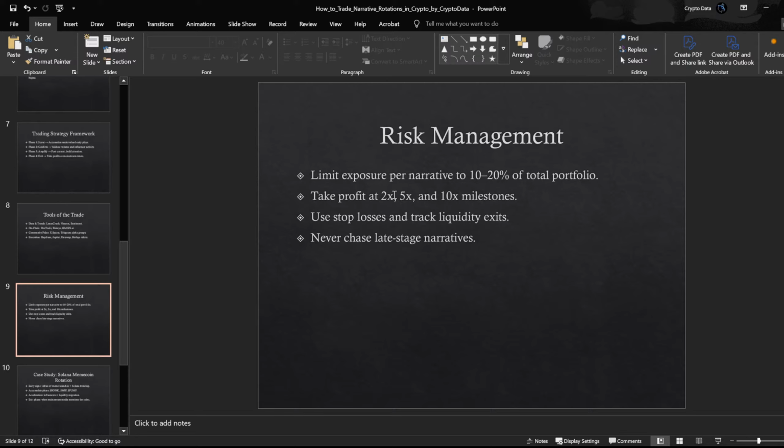Take your profit at 2x, take your initials out, and then look for 5x and 10x milestones, okay? Don't try to make the home run play. Like I said, take profit at 2x, at least get your initials out, then you can layer out profits more along the way. Use your stop losses and track liquidity exits.